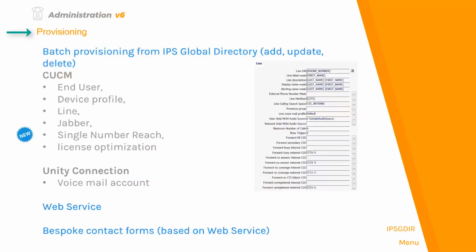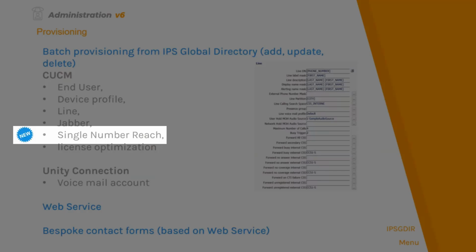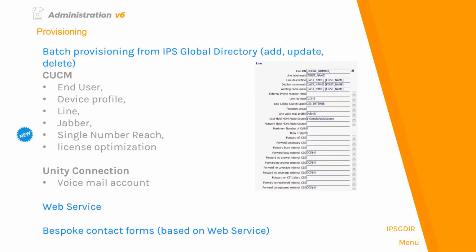Another add-on with this product is our provisioning. With our provisioning tool, when a user is created, for instance, in Active Directory, we import that information from AD. If we see a new user has been created or a user has been removed, we can then provision the creation of that user within Call Manager. Within Call Manager, we can set the end user up, assign them a device profile, a line, a Jabber account. A new feature we have now is a single number reach option, and this also allows us to optimize the licensing for this option.